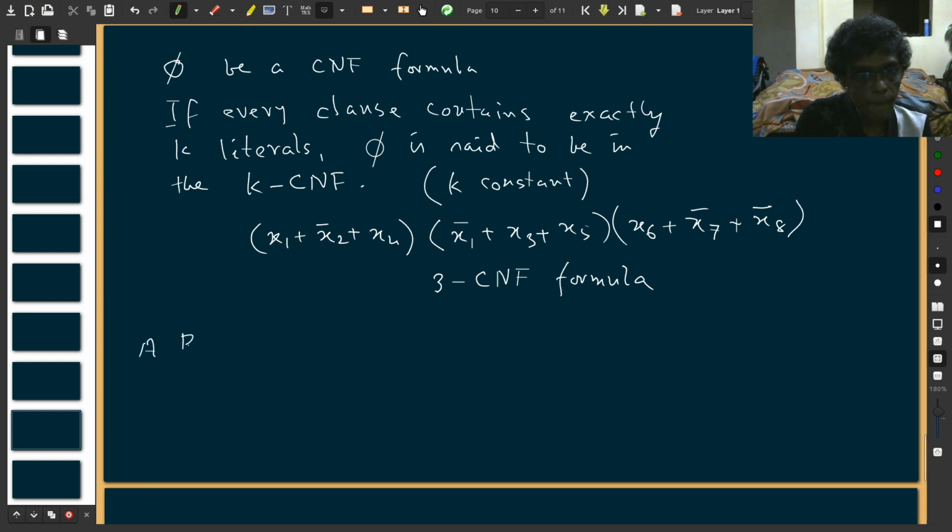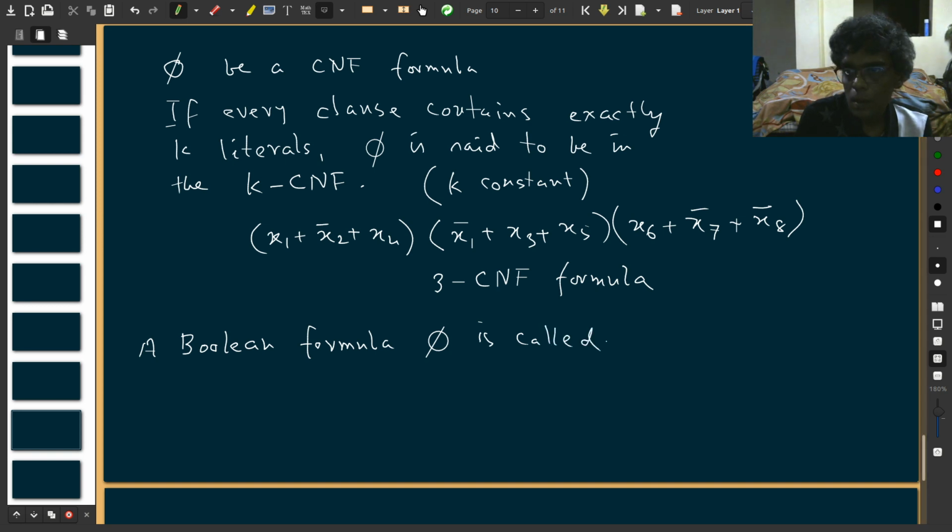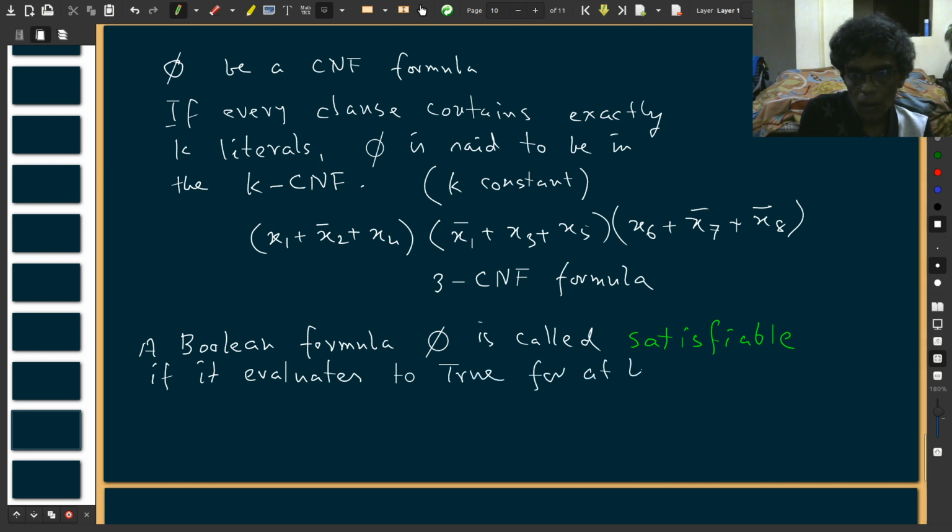A Boolean formula phi in any form is called satisfiable if it evaluates to true or 1 for at least one truth assignment of the variables, input variables.